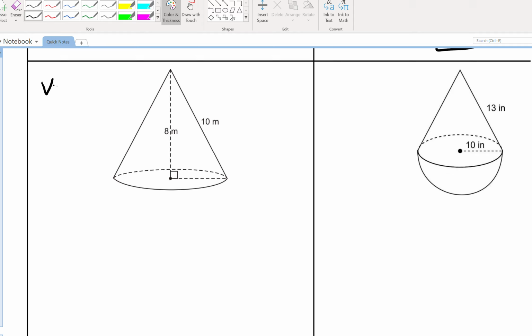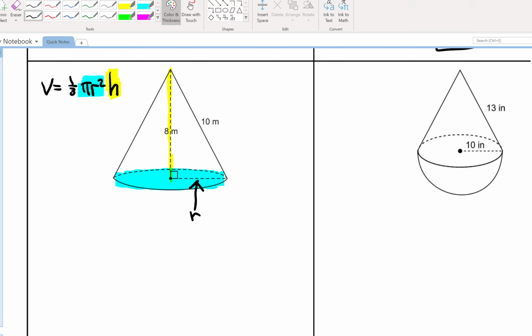So we know the volume is 1/3 pi r squared h. And it's useful to think about the different parts where they come from. This pi r squared is the area of the circular base of this cone. The height is 8, and then we need the radius. We don't have the radius, but we know that the radius is that part right there.